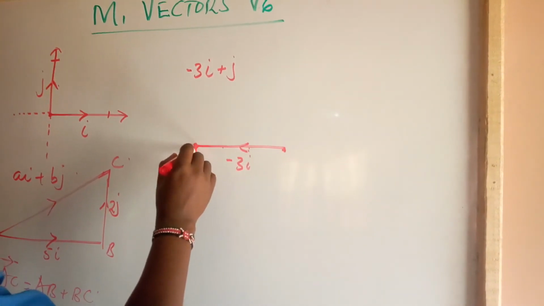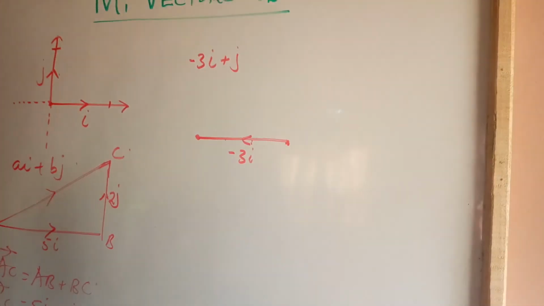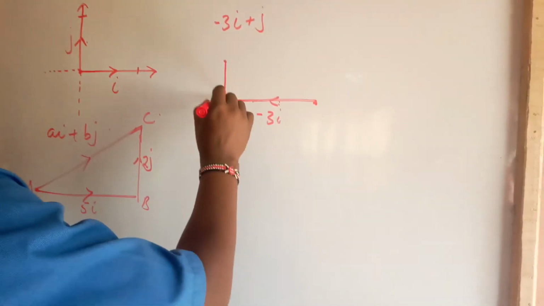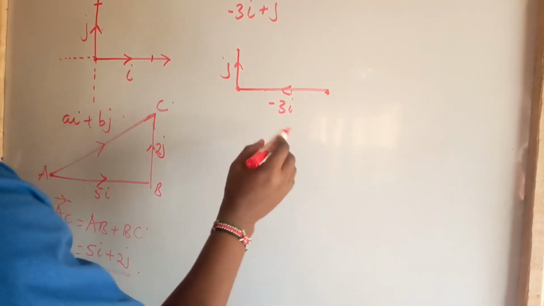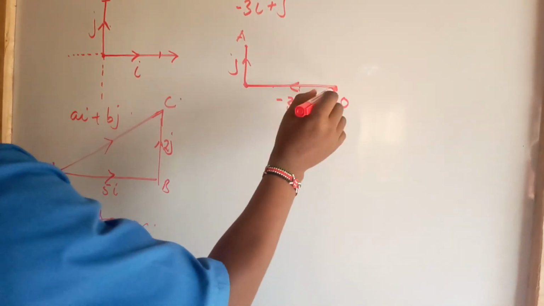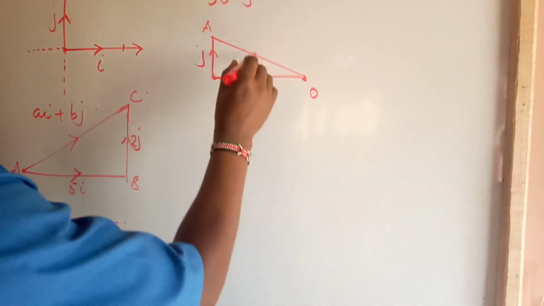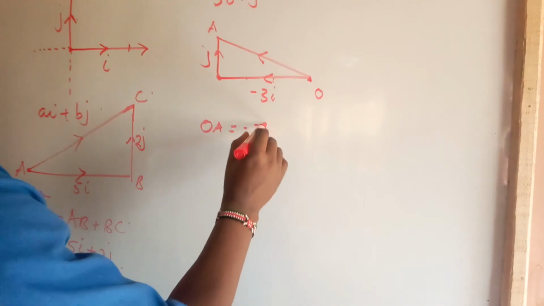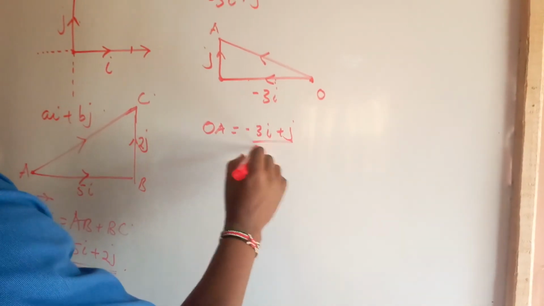From this particular point, then we walk along the y-axis. How many steps? 1 step, which is positive, and this is our j. So if this is point O and this is point A, then that is our vector OA, which is minus 3i plus j. All right?